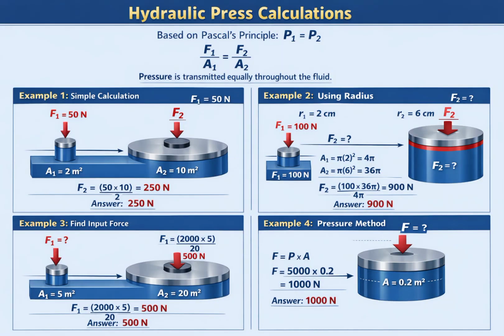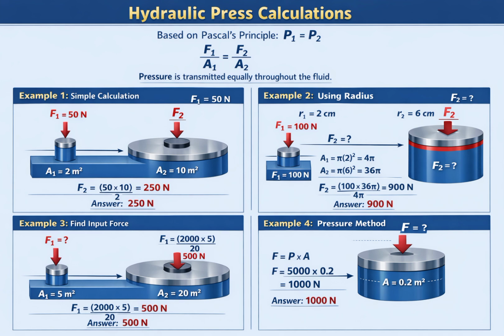This is a hydraulic press calculation based on Pascal's principle, P1 equals P2, that is F1 over A1 equals F2 over A2. That's a simple calculation. In a hydraulic press machine, we have both a small and a large piston. The small piston is where the force is applied, that is a downward force, and the large piston is where an upward force is generated.